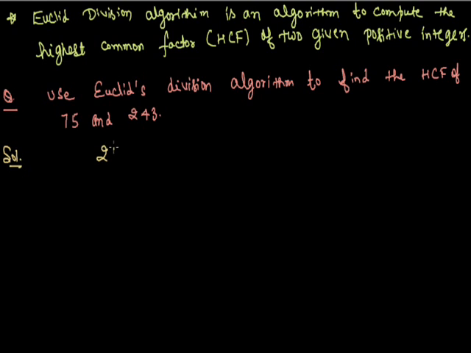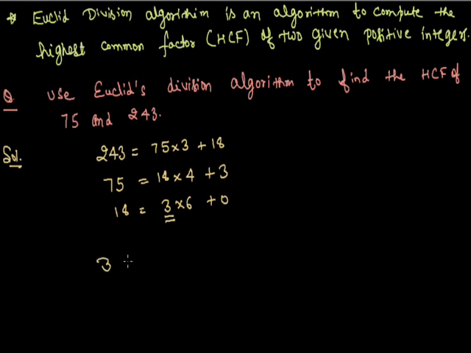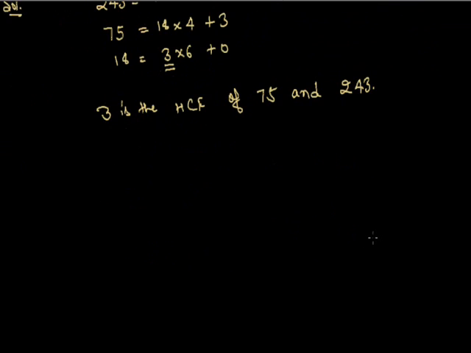So 243 can be written as 75 multiplied by 3 plus 18. 75 can be written as 18 multiplied by 4 plus 3, and 18 can be written as 3 multiplied by 6 plus 0. So we have got the remainder 0 here. So 3 is the HCF of 75 and 243.